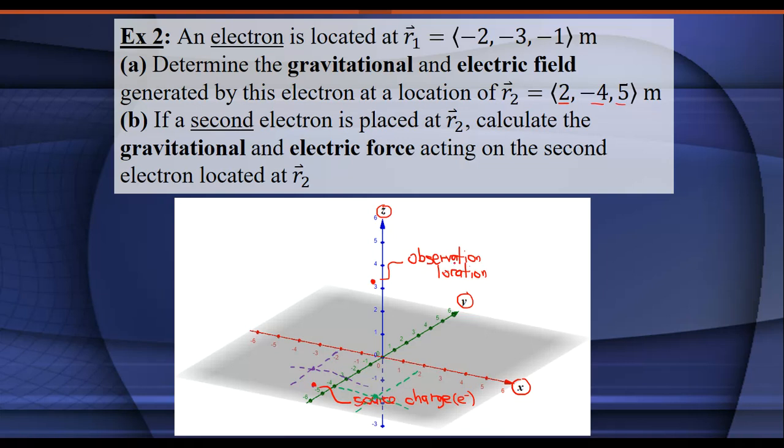The observation location is just going to be the location where I want to figure out the gravitational and electric field. Now, what I want to do is draw a vector that goes from the location of the source charge to my observation location. We're going to call that vector vector R. Let's see if I can draw this.